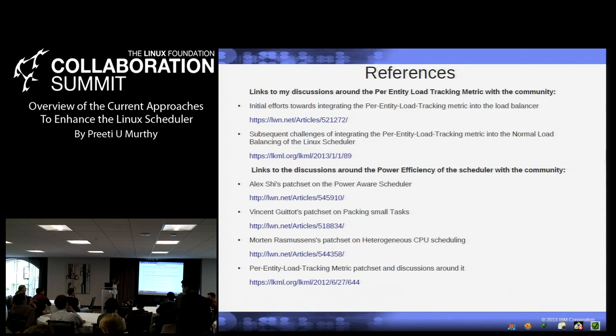Okay. I'd just like to mention one point here. Initially, there were efforts made towards integrating per entity load tracking into the load balancer itself, not the power aware scheduler, and to see what kind of an effect it would have. Was it causing any performance differences over the current scheduler? And the rest of the references refer to the discussions around the power aware scheduler.